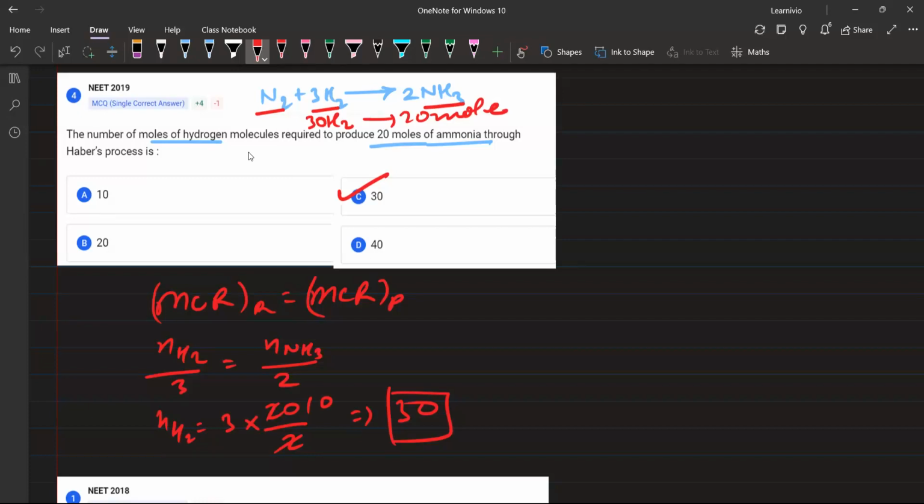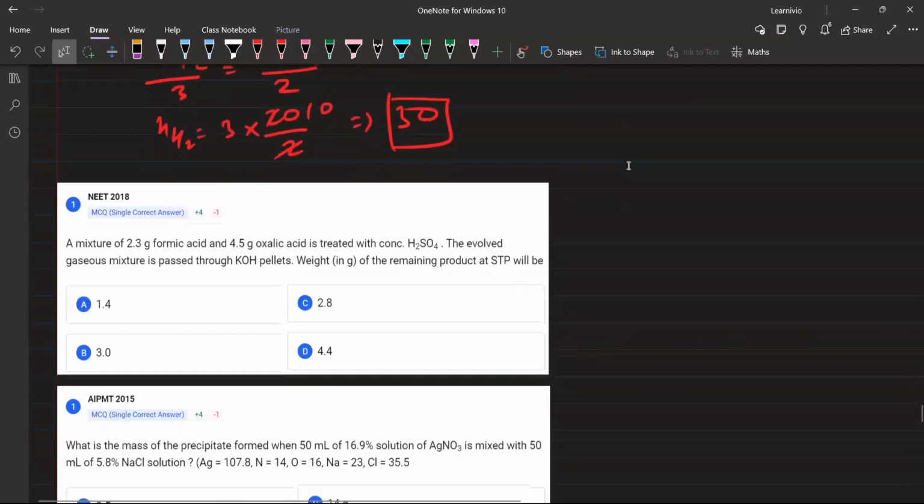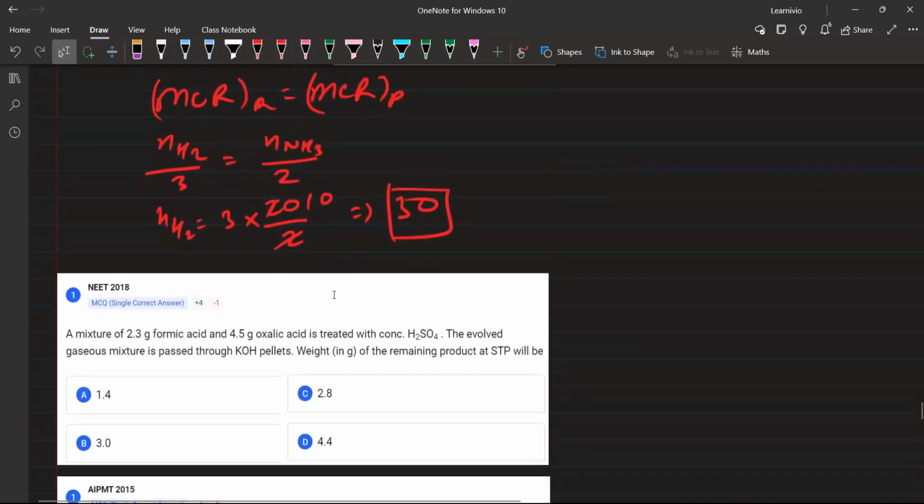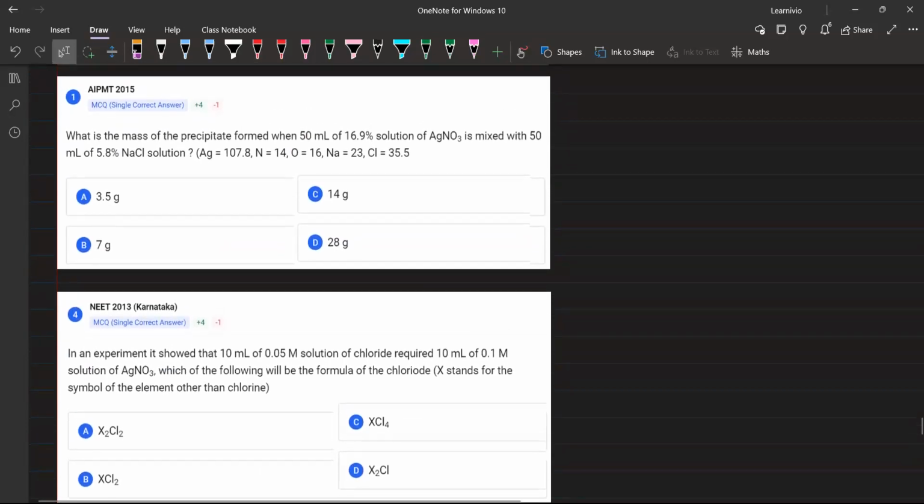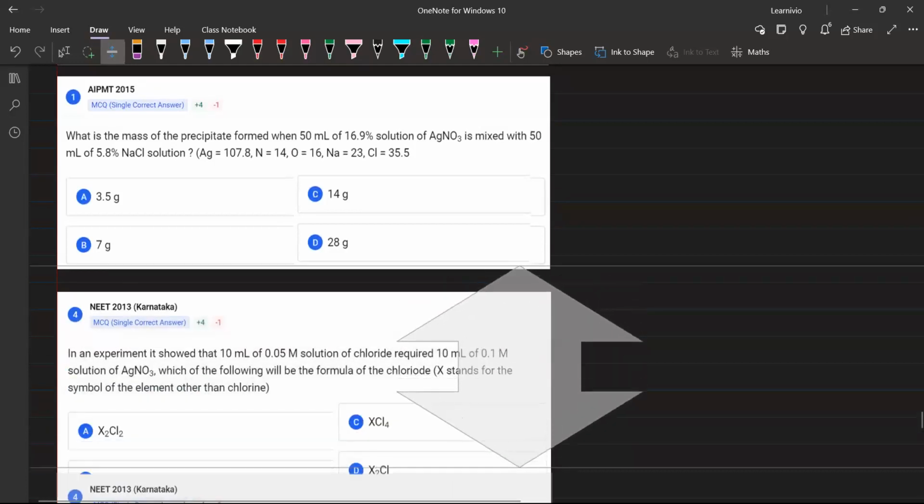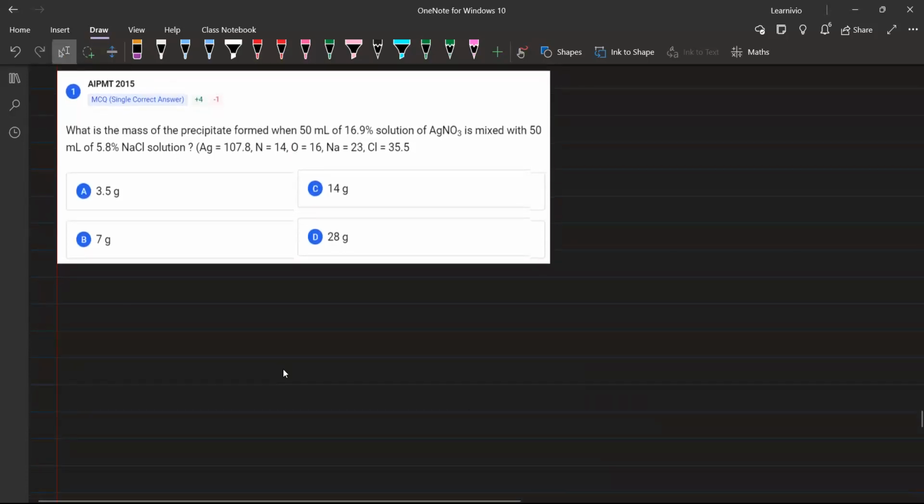Please copy this down. And please copy it, and you can try this question. अच्छा, इस क्वेश्चन को मतलब हम ही कराएंगे, इसको भी छोड़ दीजिए. ठीक, you can try this one. What is the mass of precipitate formed when 50 ml of 16.9% AgNO3 is mixed with 50 ml of 5.8% NaCl solution? Okay, please try this.